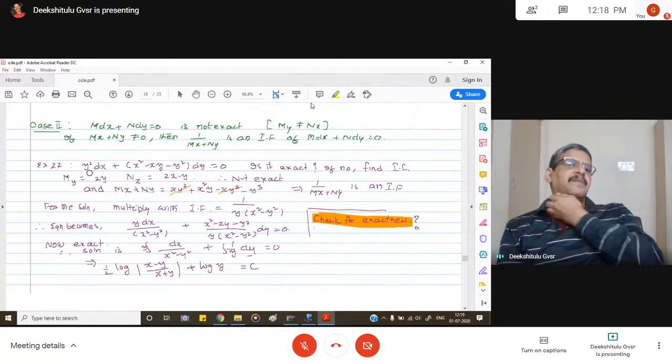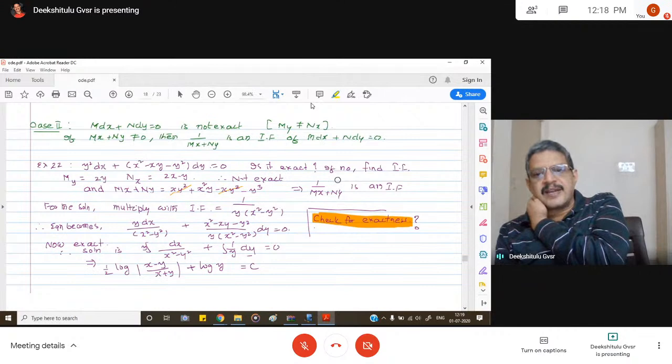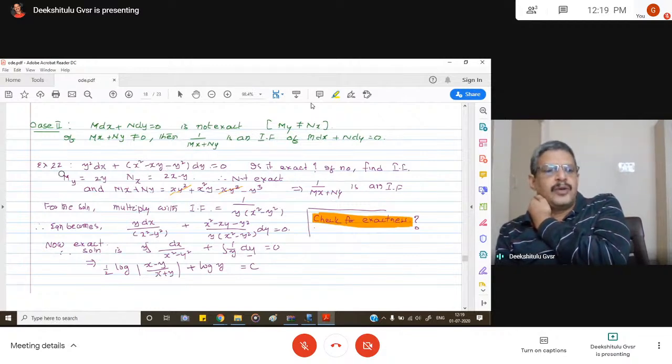So consider an example for this. y square dx plus (x square minus xy minus y square) dy is equal to 0. Is it exact? If no, find the integrating factor. So M is y square, N is this one. So dou M by dou y is 2y and dou N by dou x is 2x minus y. Clearly they are not equal, so the equation is not exact. So the answer for this is over. Now, if not, find the integrating factor.